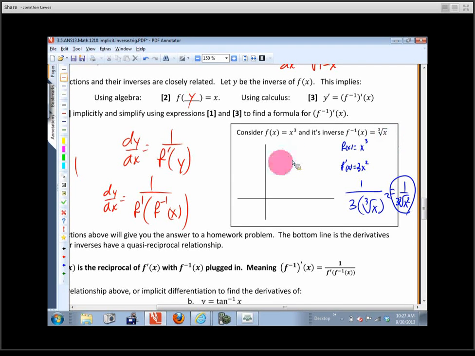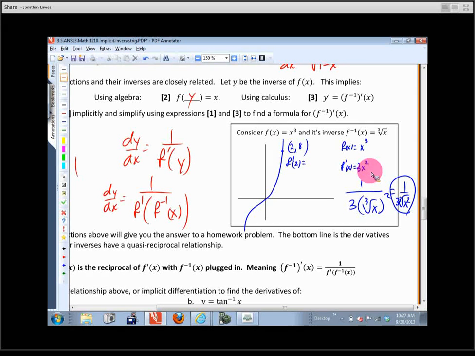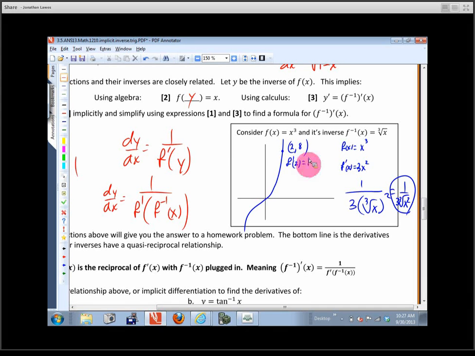So let me show you an example of why this reciprocal relationship is important. If I were to graph the original function, the cubing function, and let's take this point right here. This point right here is 2, 8. Can you tell me what the slope is at that point? Well, the derivative is 3x squared. What are we plugging in for x? Plugging in a 2. So the answer is 12. So the slope is 12.